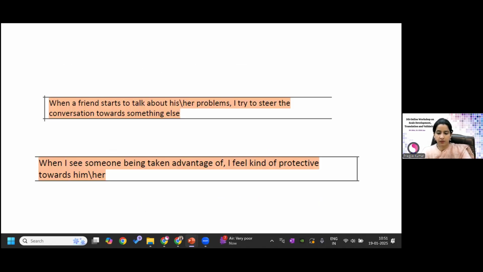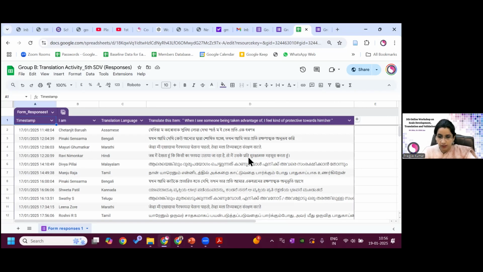So, first, I think should I go for the translation activity now? No? So, I'll go to the Day 1 item: I feel protective towards them. So this was group B. If you see, we have divided them into group A and group B. So this was the translation activity of group B. Then the next, if you see the other language, yes, Hindi was only, I think, single. Who is in group B?